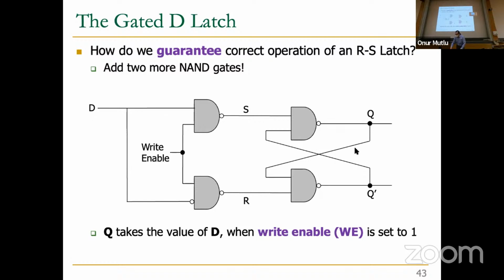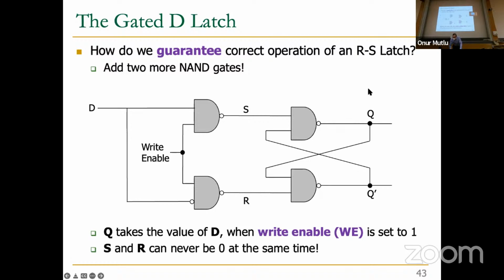So basically, you can construct a truth table that way. And S and R can now never be 0 at the same time. Why? Because they depend on only D and write enable. And clearly, they cannot be 0 at the same time if you follow the logic over here. So hopefully that makes sense.